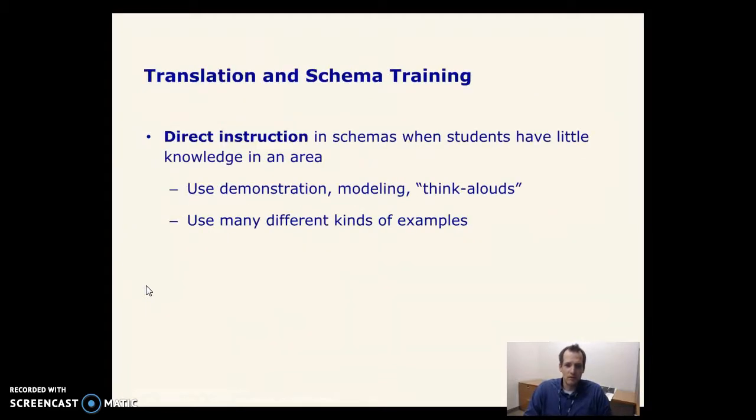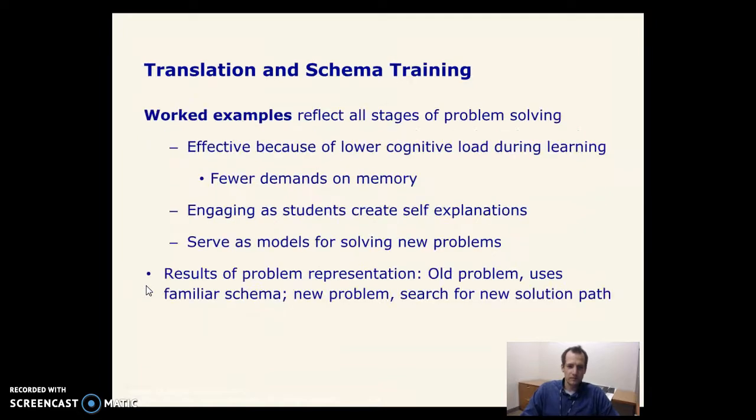Some good ways to teach this might be just direct instruction. So if they really have no idea, a good think aloud might be a good way to do that, to show them, okay, this is what I'm doing, and this is how I'm doing it. And using lots of different types of examples may help them be able to model that problem and see it as such. A worked example is a good way.